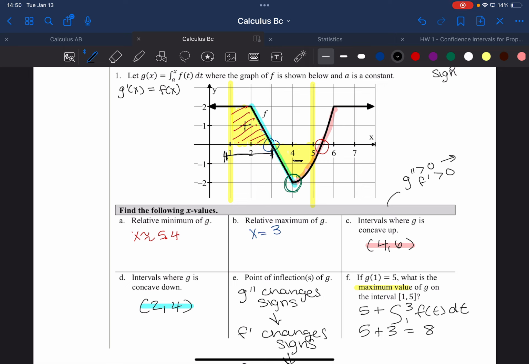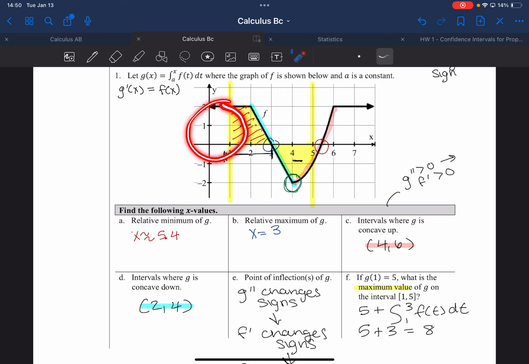Because we're starting at g of 1, which would be from a to 1. So it's talking about, if we were to redraw this, because remember, this is just the graph of f, to look like the graph of g, we would still have some space over here. Well, since we can't actually calculate that area, that's why they had to give us this value, g of 1 equals 5. So when they give you that, just take that value and add it to your integral.